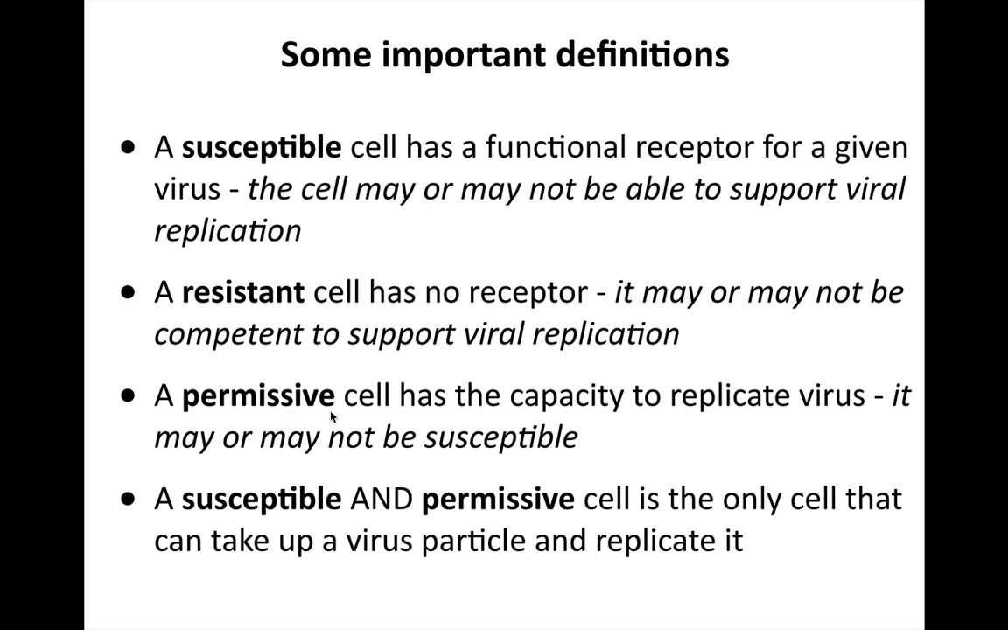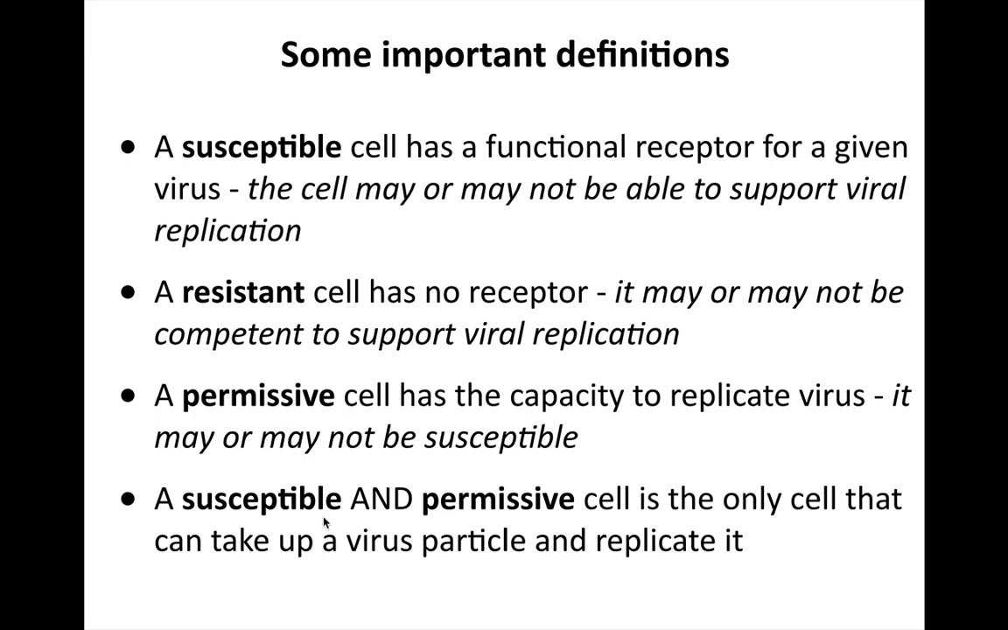A permissive cell has the capacity to replicate virus. It may or may not have a receptor for that virus. In other words, with a permissive cell, you could introduce the nucleic acid of the virus and it might replicate, but that cell may not have a receptor.